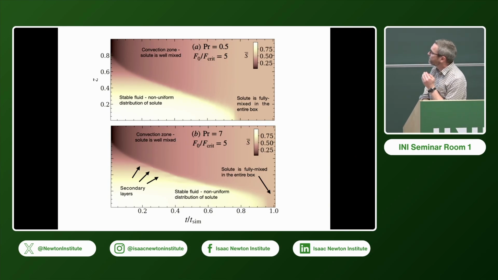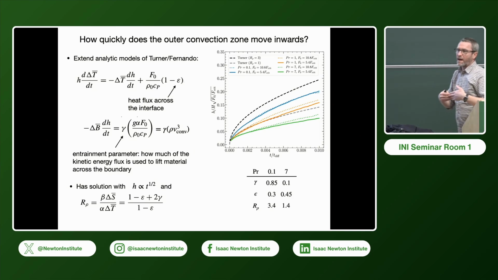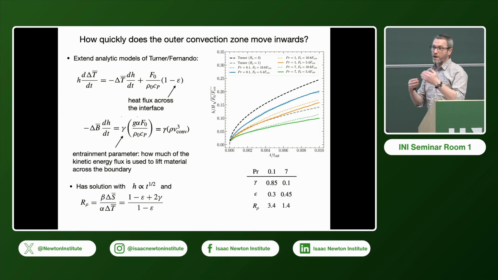Why is this? It's because, if you go back, what we found was that the main convection zone goes in much faster when you're at low Prandtl number, the blue line, compared to, say, salt water, which is the green line. So the entrainment mixing at the boundary seems to be much more efficient in the low Prandtl number run. That means the boundary penetrates much more quickly, and that leads to suppression of the secondary layer formation.